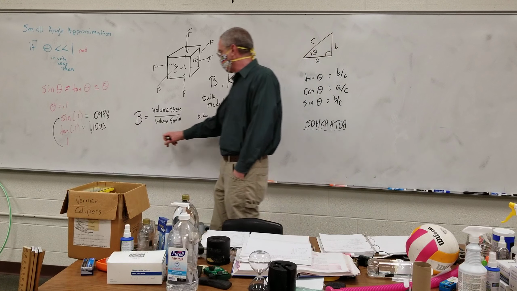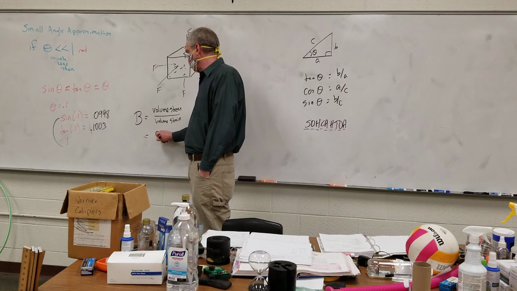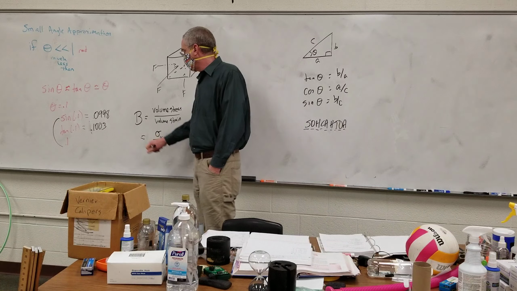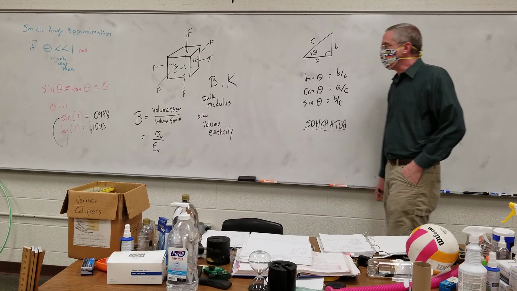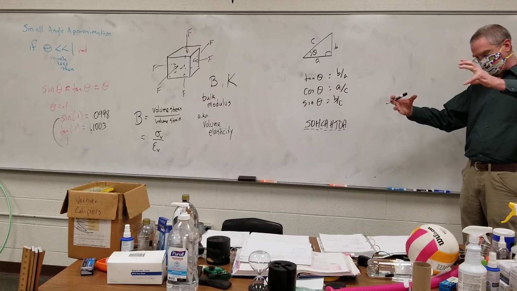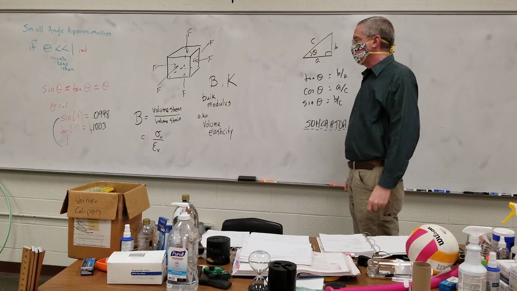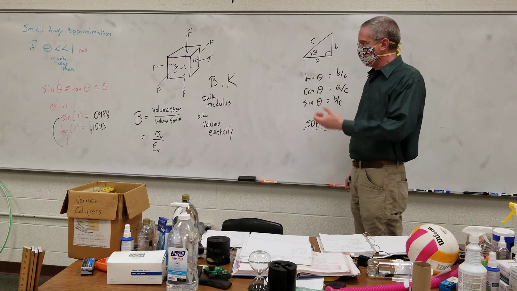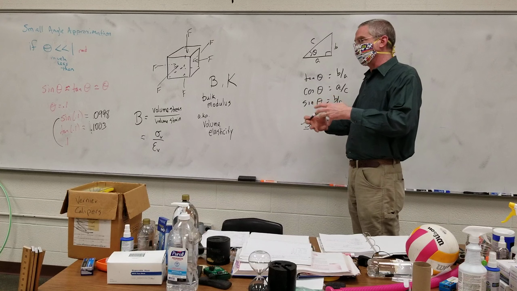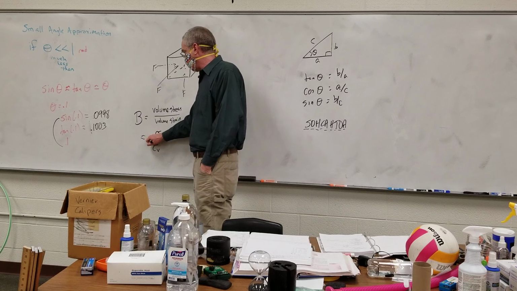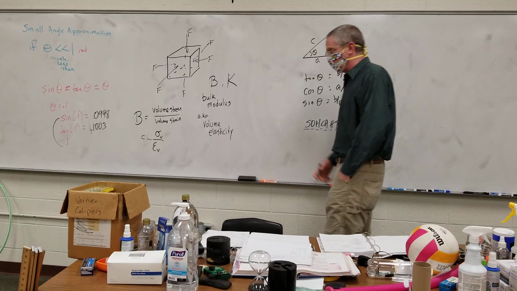So for volume stress, use the symbol for stress with a little V down there, and then strain with a little V. Because we expect that the object is going to shrink under these forces, we expect the volume to get smaller, so the change in volume will be a negative number, and so we tack on a negative here to make the bulk modulus a positive number.